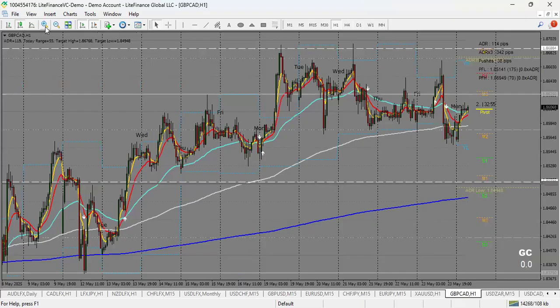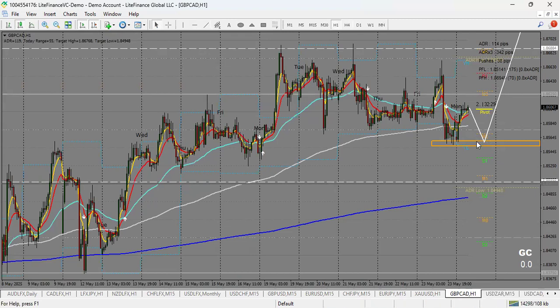And right now we should expect for GBP card to form a peak reset before we continue going up. A good peak reset will be around this zone where we have the station zone, we have the 200 EMA right there. So that is where we should be expecting a peak reset to occur.